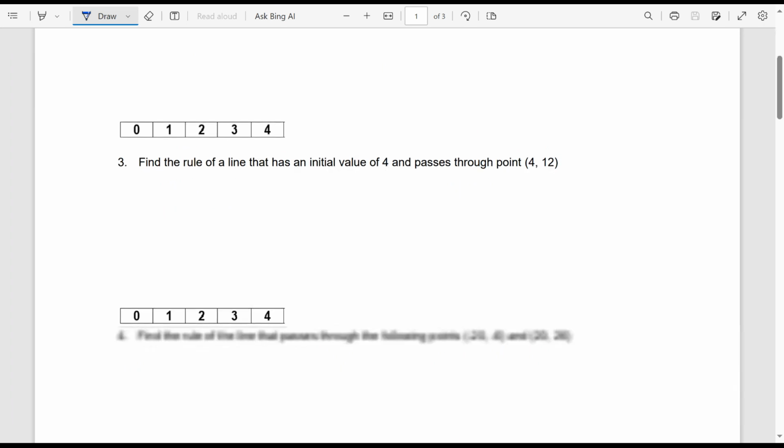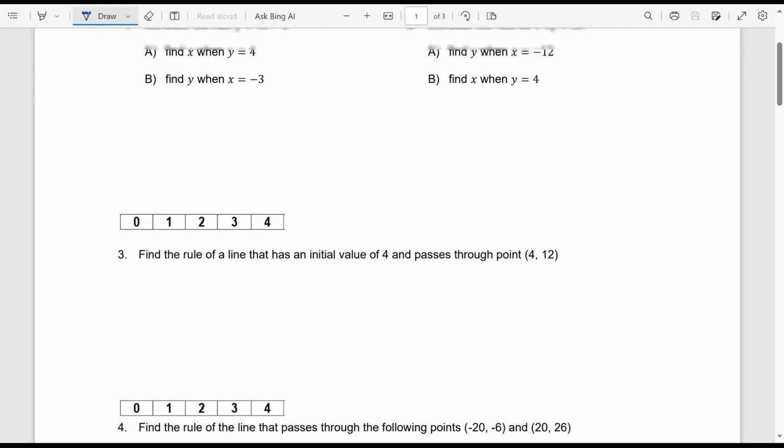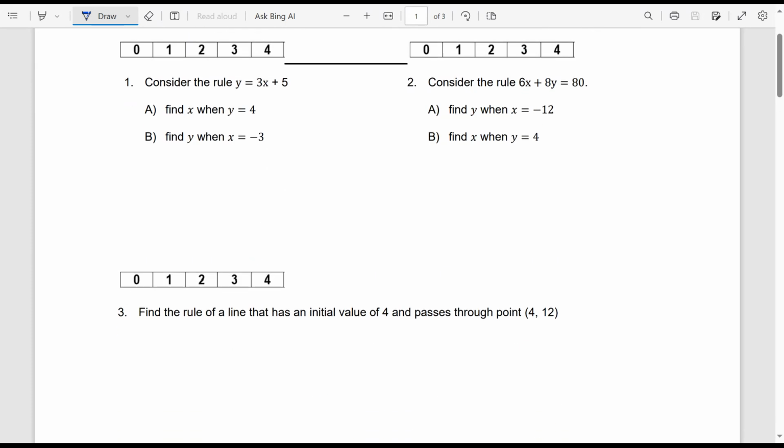The first page here is strictly just getting us to walk through a couple of basic skills. The first guy here is in standard form, so he's nice and pretty in y equals mx plus b form. All it's asking me to do is two separate pieces. For A, find x when y is 4. So I've plugged in y is 4, and then I'm just going to rearrange and solve for it. So -1 is equal to 3x, and then I'm going to divide by 3.